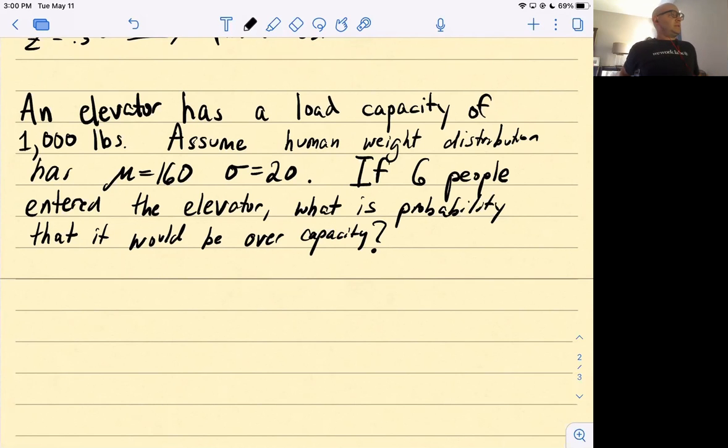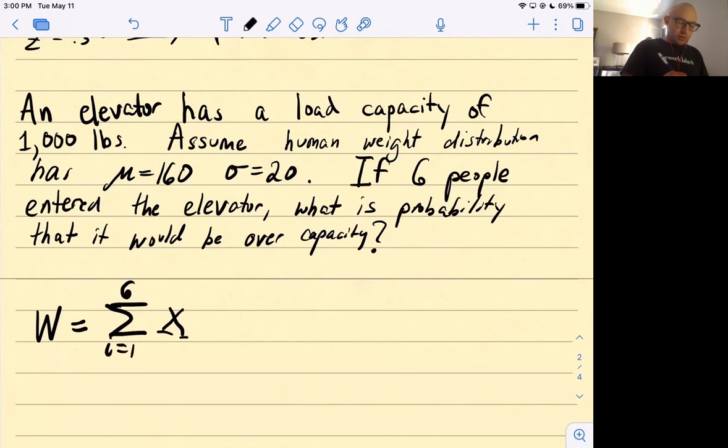Any volunteers? Any ideas? Their total weight, right? So let's write that. Nice, Angel, very good. So we can write W as their total weight. It's a random variable, and it's the sum, if you remember this notation, from the first person to the sixth person, just adding up all their weights, where xi is each weight.